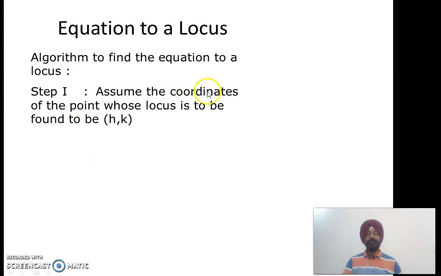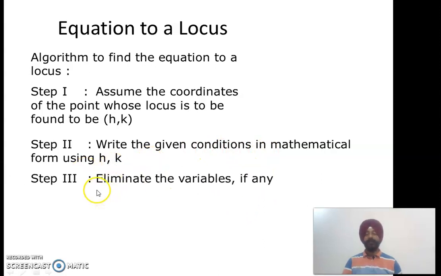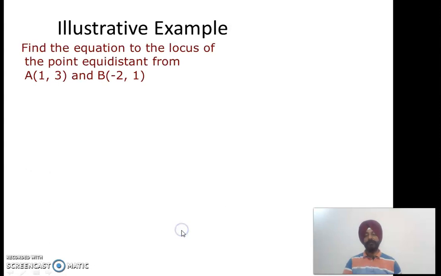Step 1: assume the coordinates of the point whose locus is to be found to be (h, k). Step 2: then write the given condition in mathematical form using h and k. Step 3: eliminate the variables, if any. And the last step is to replace h by x and k by y. The equation thus obtained is the required equation of locus.